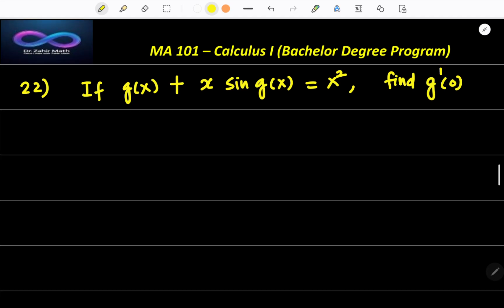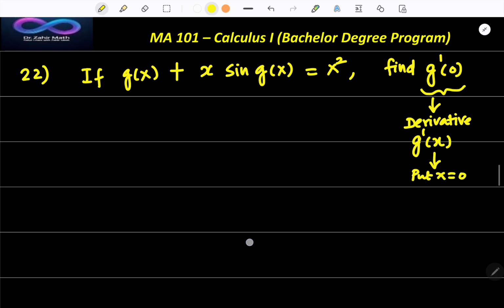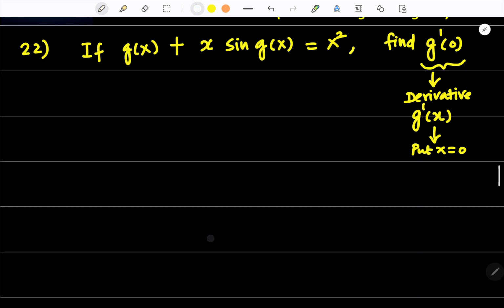Question number 22. If g of x plus x sine g of x is equal to x to the power of 2, find g dash of 0. G dash means what? You are going to take the derivative first, g dash of x. After that, you are going to put x is equal to what? 0. That's the meaning. Let us start this question. This is also a nice question. Let us do the solution.